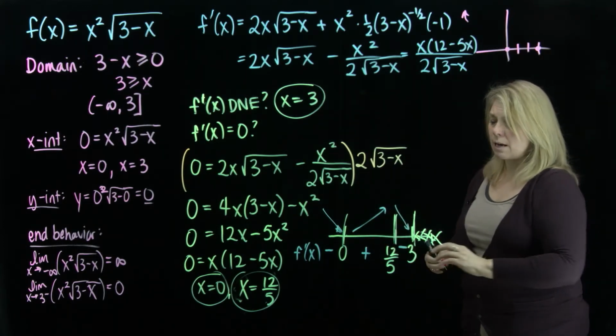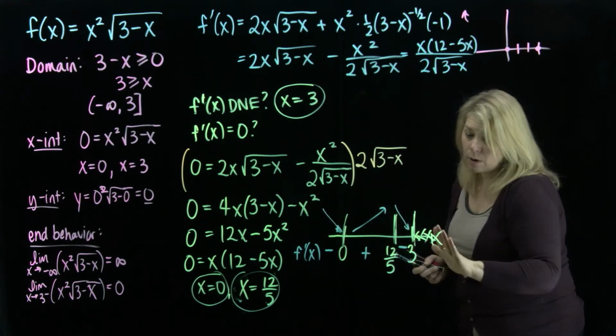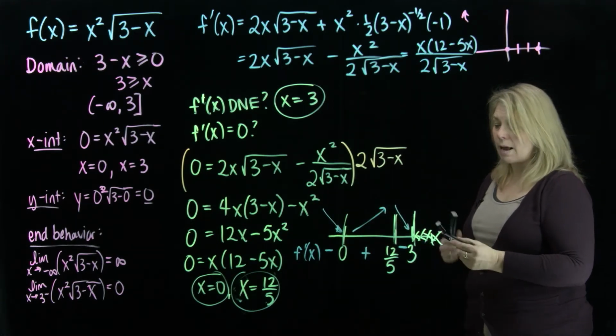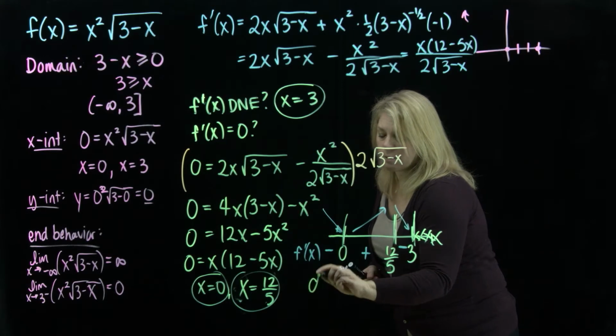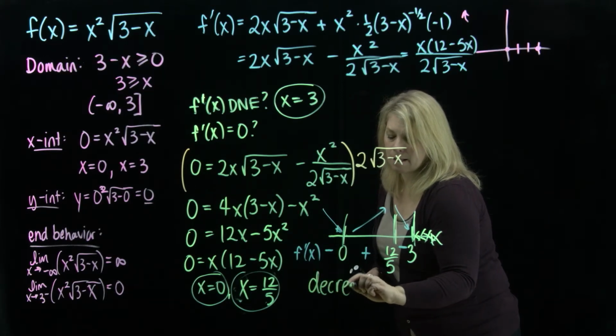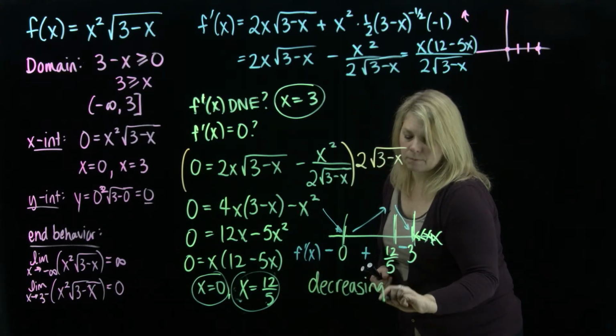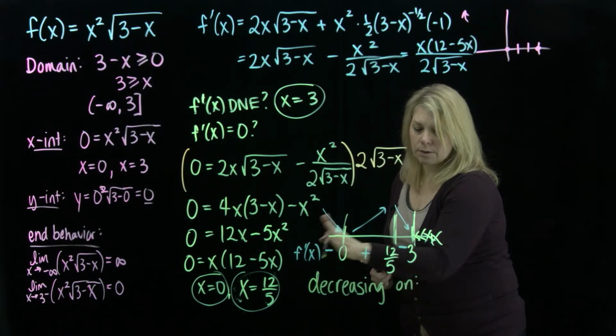All right, so that tells us, and this is the work to justify it, that we should write down the intervals on which the function is decreasing, on these two intervals here.